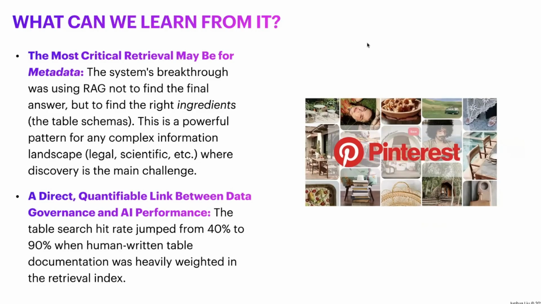Okay, what can we learn from this case? First, the most critical retrieval may be the metadata. That means files that describe the content of the data rather than the data itself. By looking at the metadata, we can optimize the performance of retrieval and optimize the performance of human-level effectiveness quite vastly. This case also shows that there's a quantifiable link between data governance and AI performance.